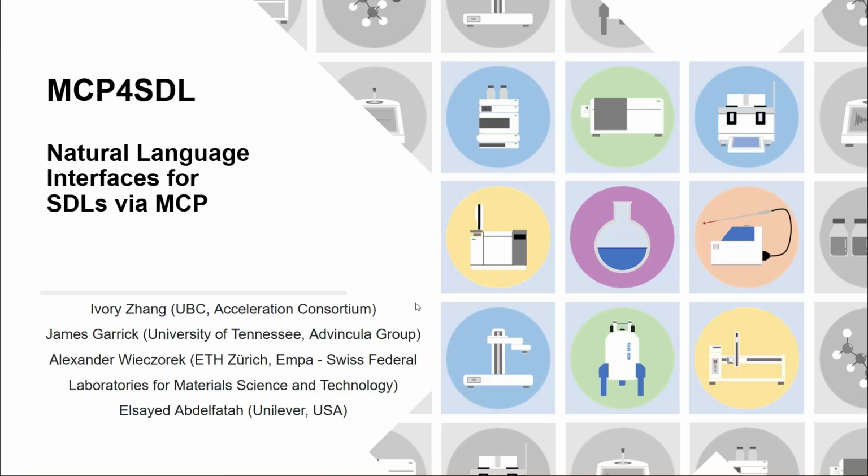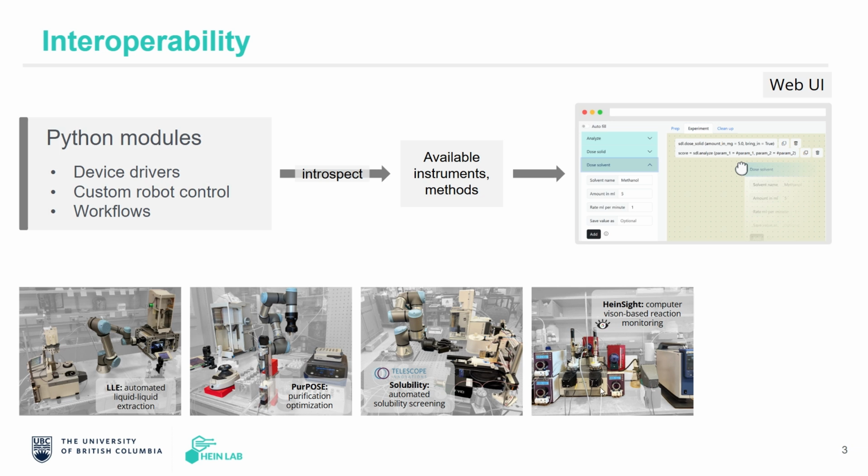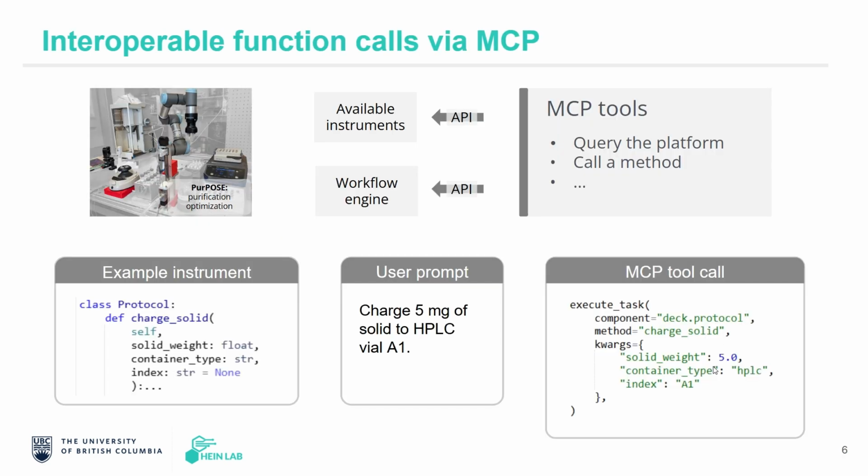In material science and chemistry, labs often deal with a lot of instruments and data handling, which make lab automation really tough and even harder for non-coders. This is why we built IvoryOS web interface for low-code robotics and workflow control.